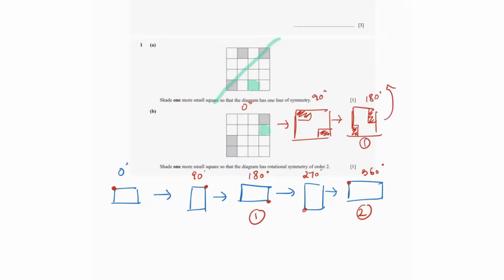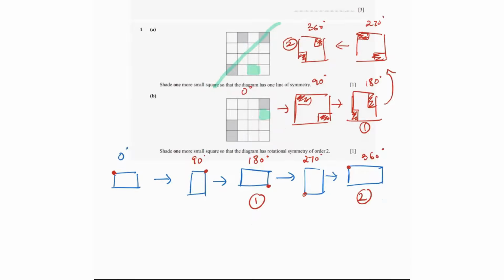Then for 270, it's going to be over here and it's going to be over here. And then for 360, it's again over here. So we can see that we reached the original form 2 times when you rotated it a complete 360 degrees. So that means we shade this square over here. So that was your concept for rotational symmetry of order and line of symmetry.